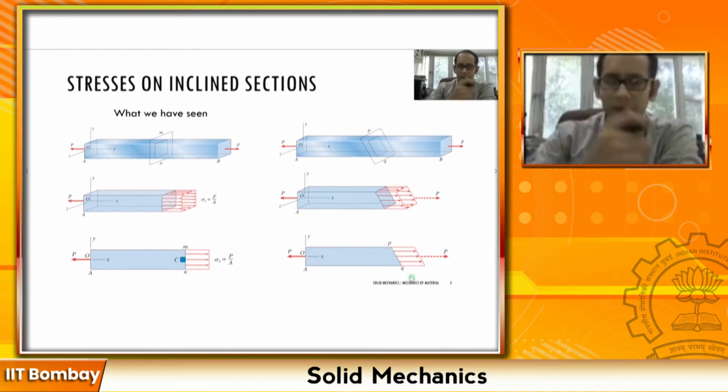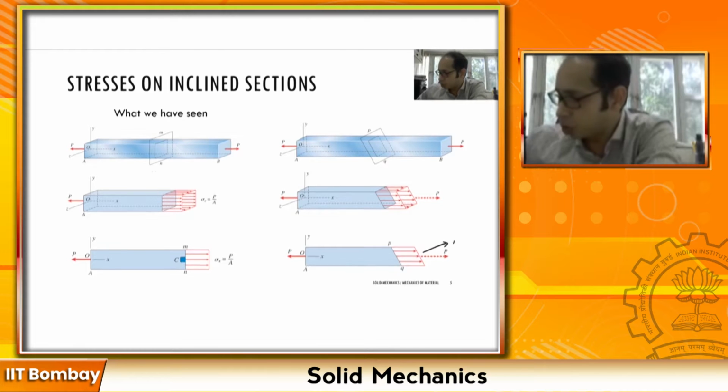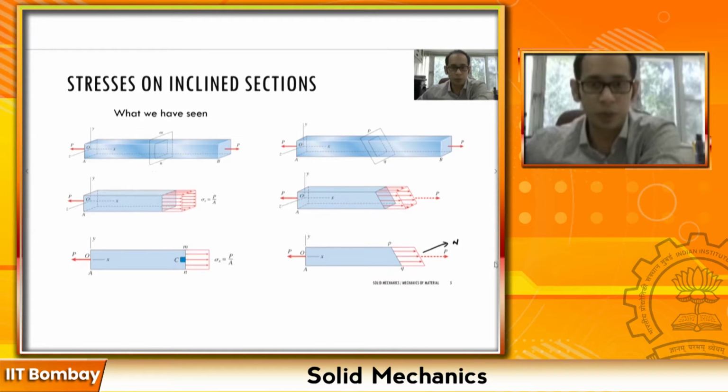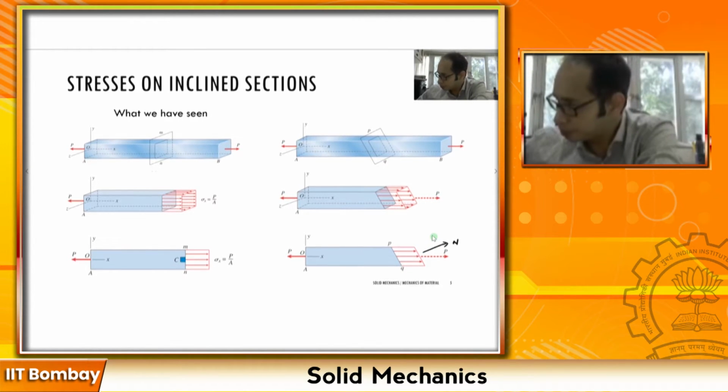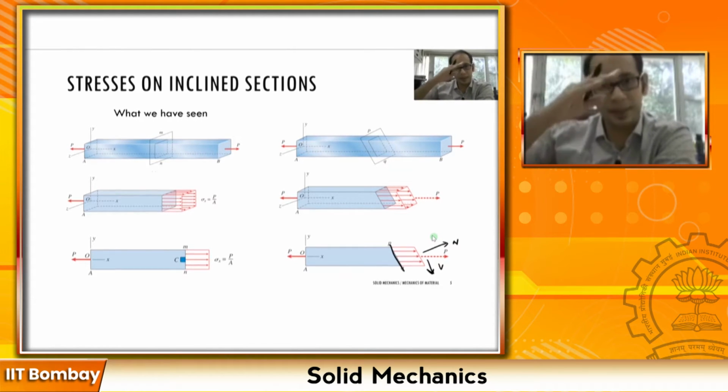Now some of you may have guessed it already. So simply what we probably have to do is take this particular force P and resolve it into two components: a normal component, which is normal to this face PQ, and a shear component V. Remember, the normal acts, as the name itself suggests, normal to that particular face, and the shear component acts at a particular angle.